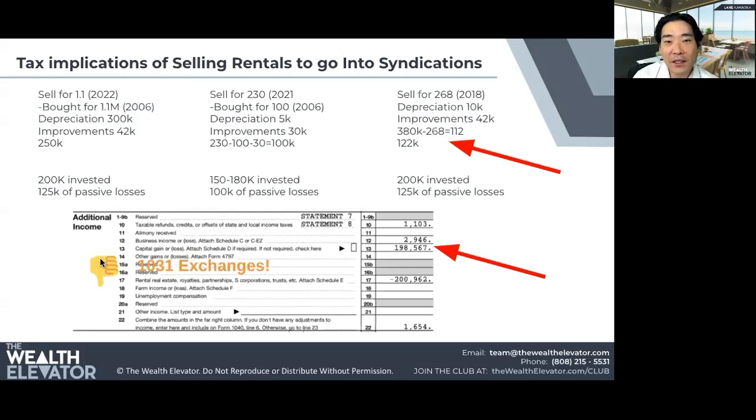But going back to my situation, a lot of you who own rental properties are going to be selling off your single family homes to cash out that equity. But remember, you have to recapture the depreciation.